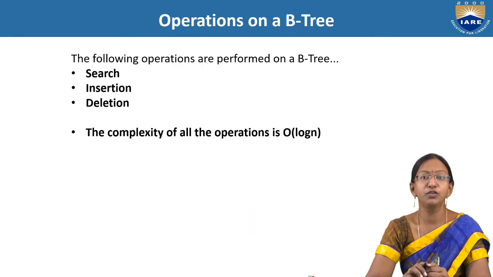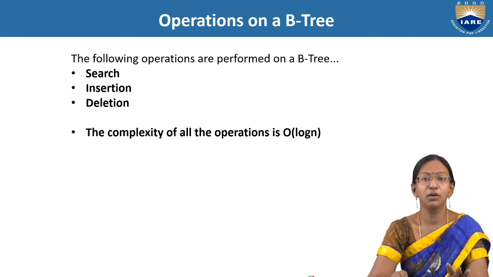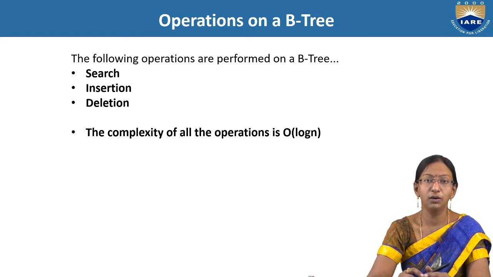So what are the operations that we can perform on a B tree? Search, insertion, and deletion. The complexity of all 3 operations is of order log n, O of log n. So let's look into each and every operation one by one.